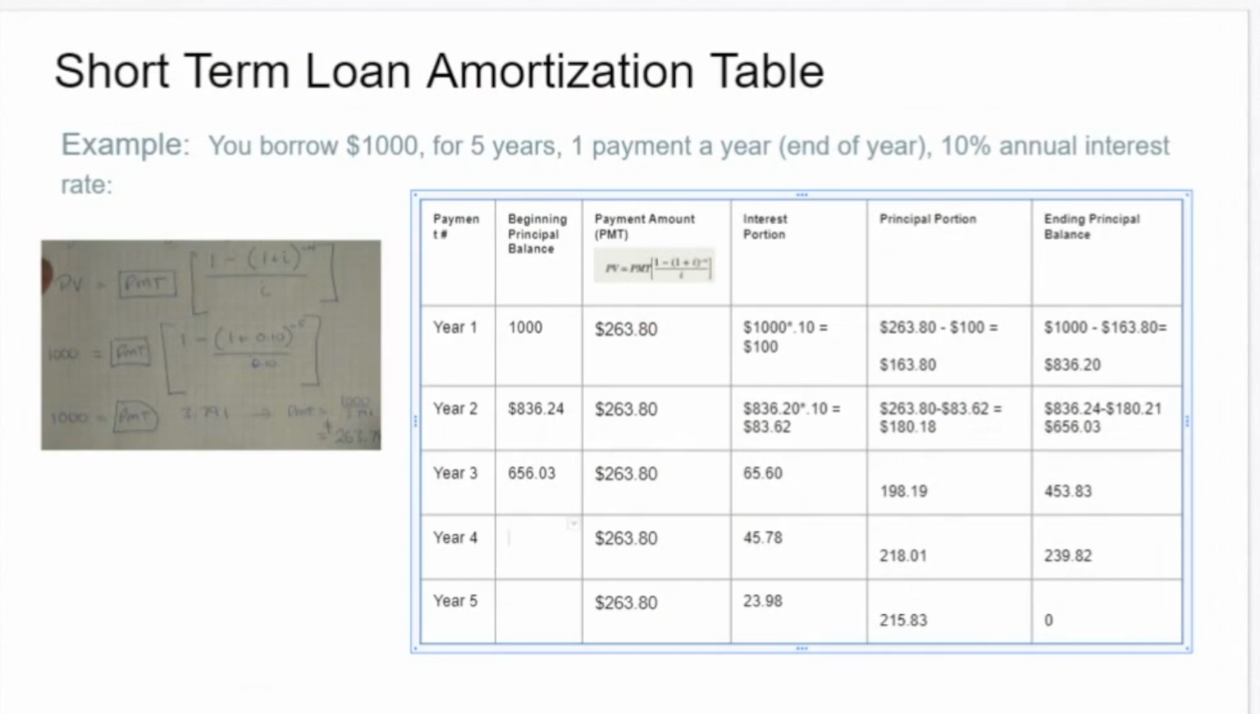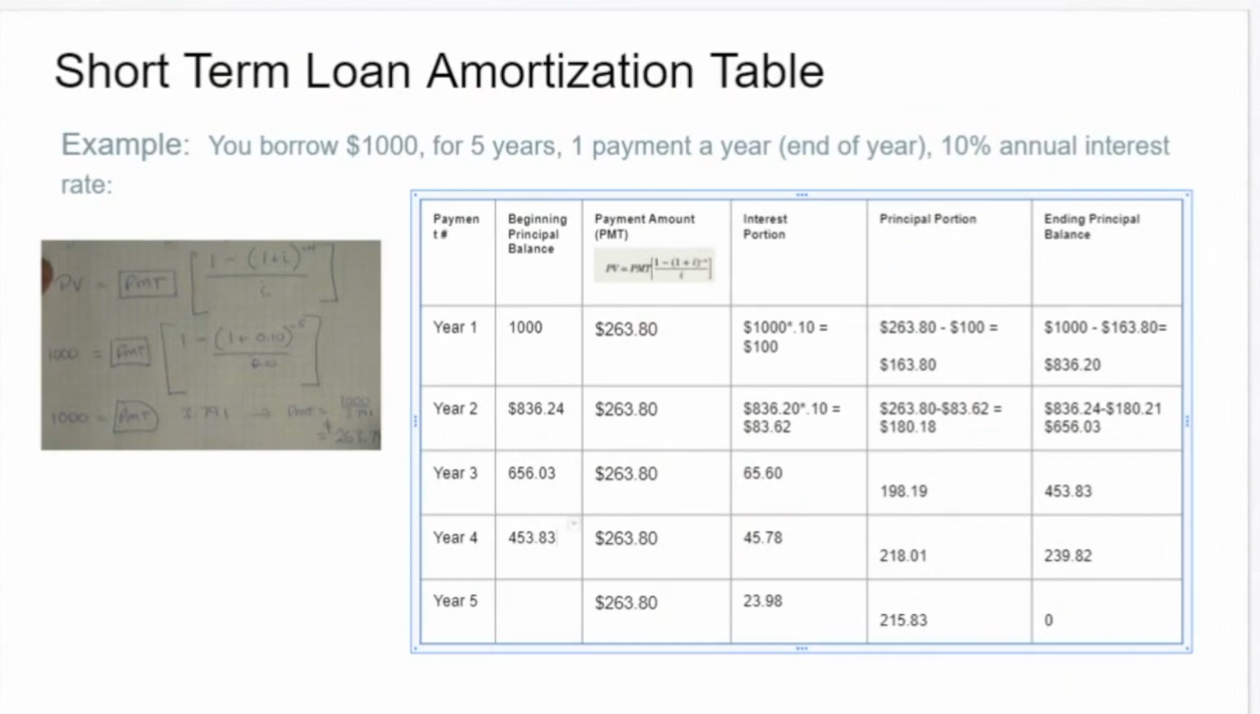Then we say, okay, well, how much of it was principal? Well, we know we paid this much. This much of it was interest, so $263.80 minus $65.60 is $198.19. Now, there are rounding errors here, but effectively it brings it down to $188 is how much you pay on the principal. That principal then would get subtracted off the beginning principal, and it will give you a balance of $453.83.